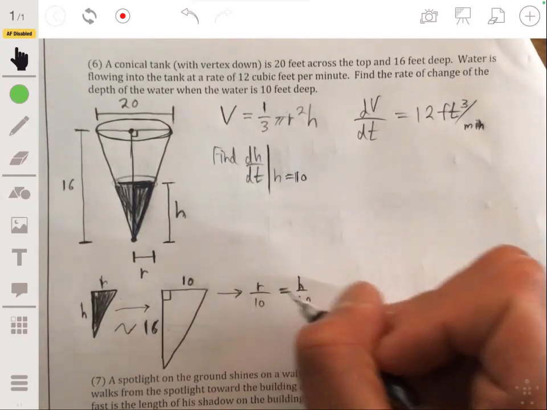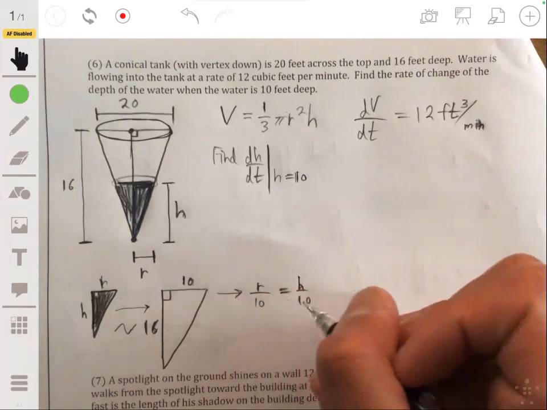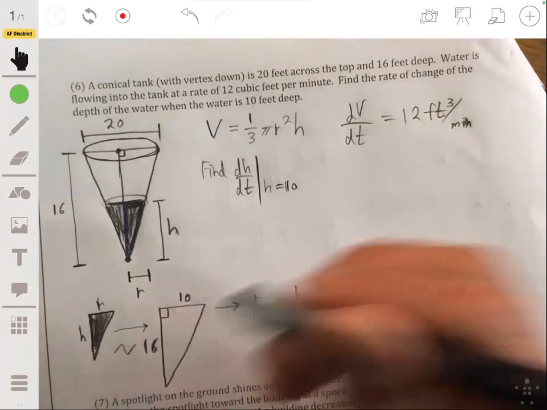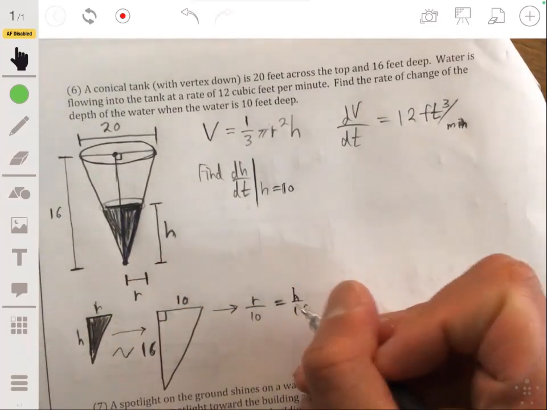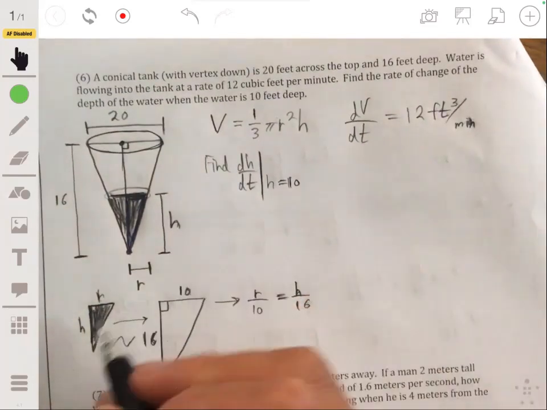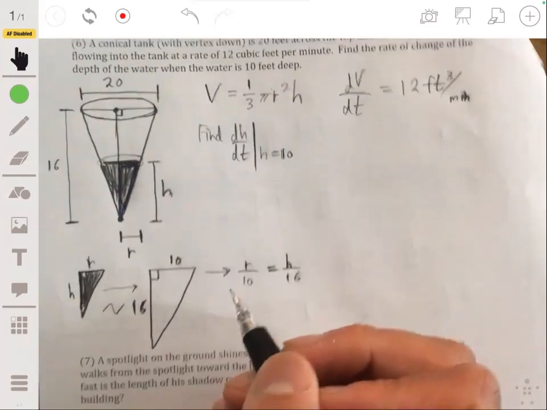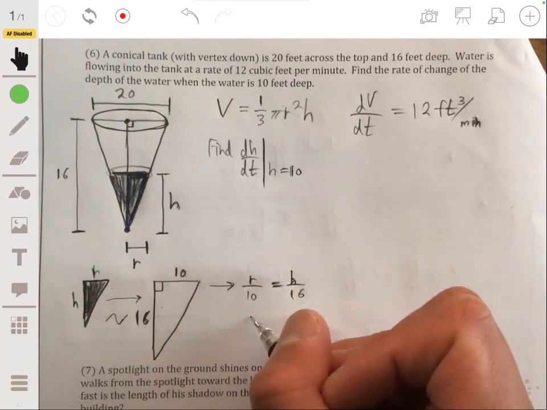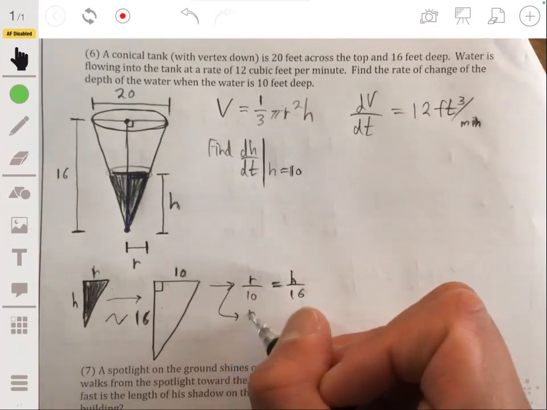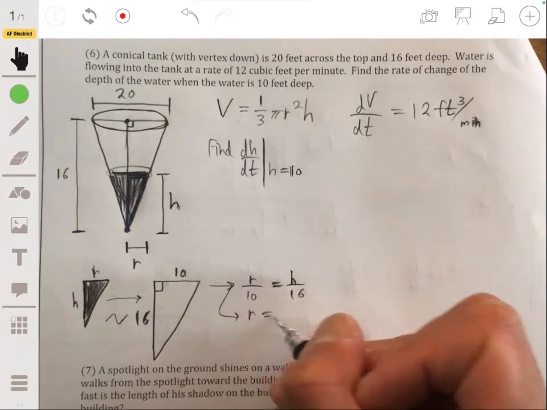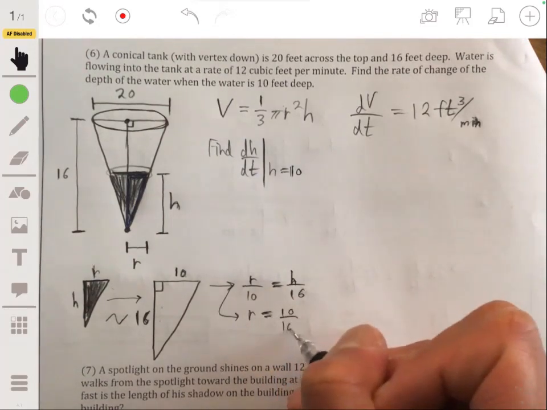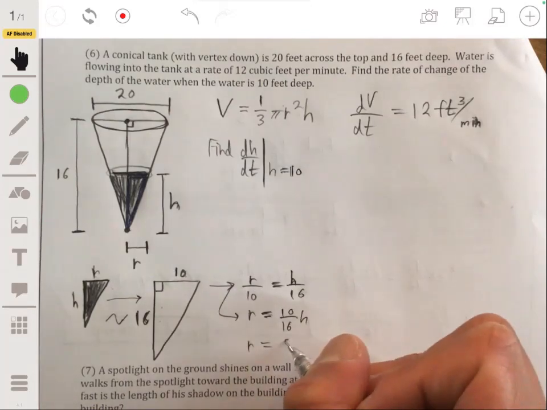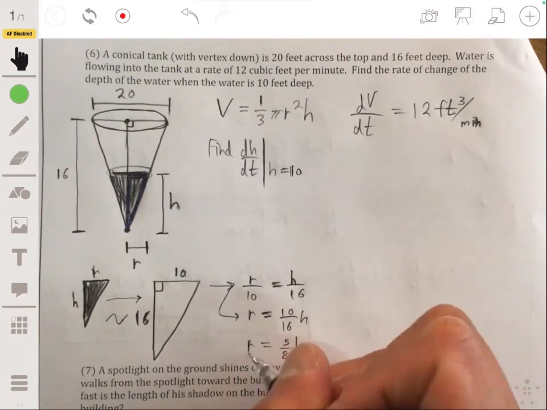So here we solve for R. Sorry, R over 10 is equal to H over 16. I don't know why I put 8 there. And then we solve this for R. So we'll get R is equal to 10/16 times H. Reducing that, we get R is equal to 5/8 H.